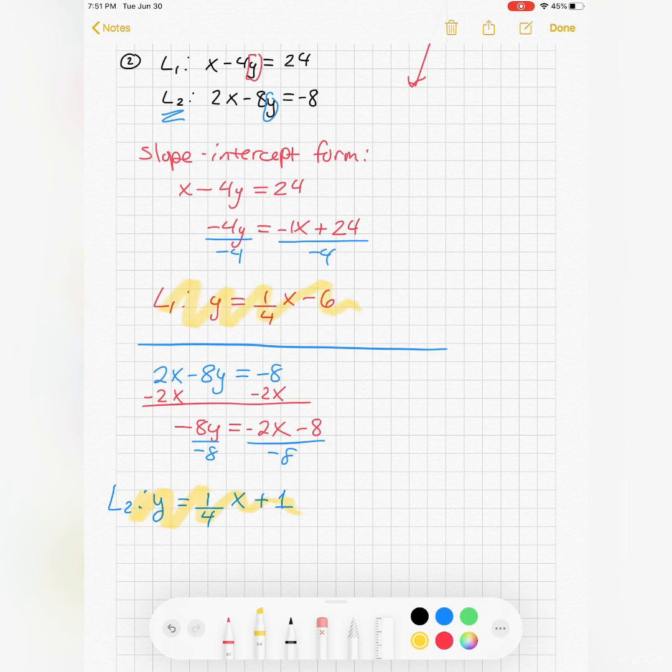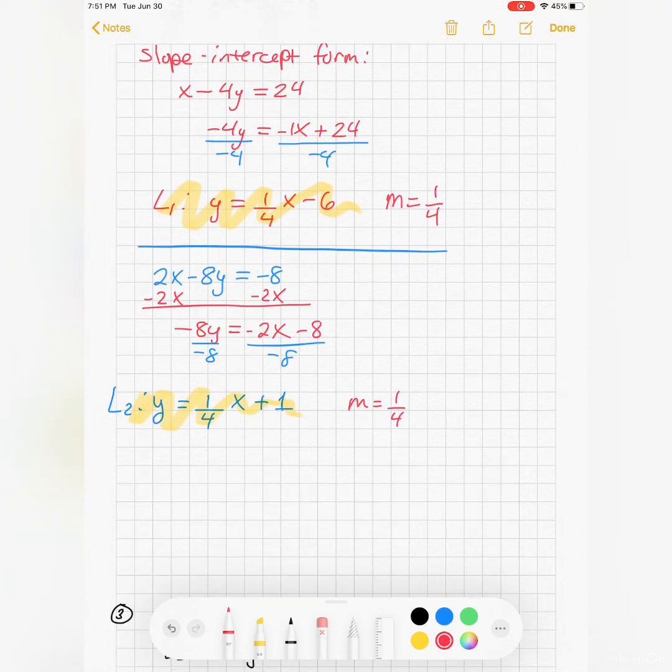Okay, now I look at the slopes. So here the slope is a quarter. Here the slope is also a quarter. Okay, I have different y-intercepts, so I would conclude, indeed, these lines are parallel.